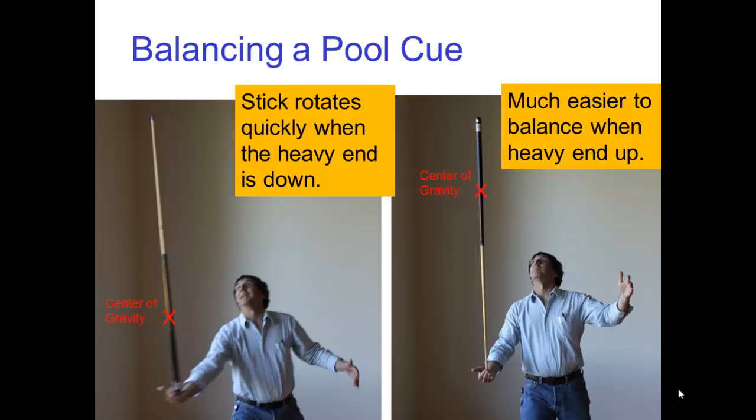The difference is that when the tip is pointing up, the heavy end of the stick is near my hand. In this case, it falls over quickly, like the baby tipping over. When the heavy end of the stick is higher up, then the stick tips over much more slowly. We'll see more about this when we study center of gravity and rotational inertia.